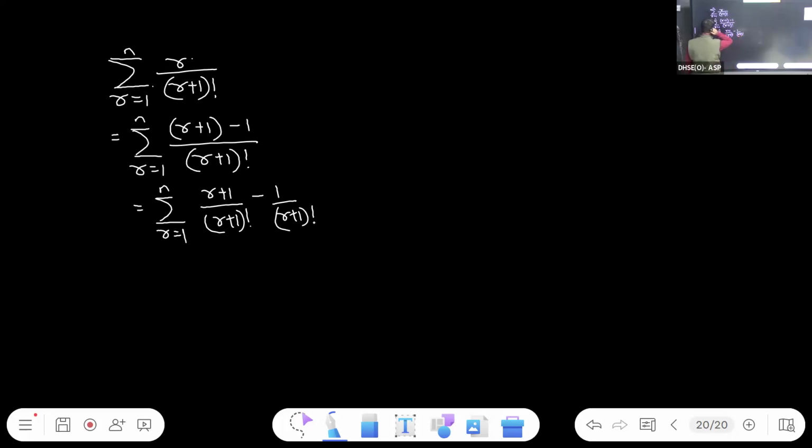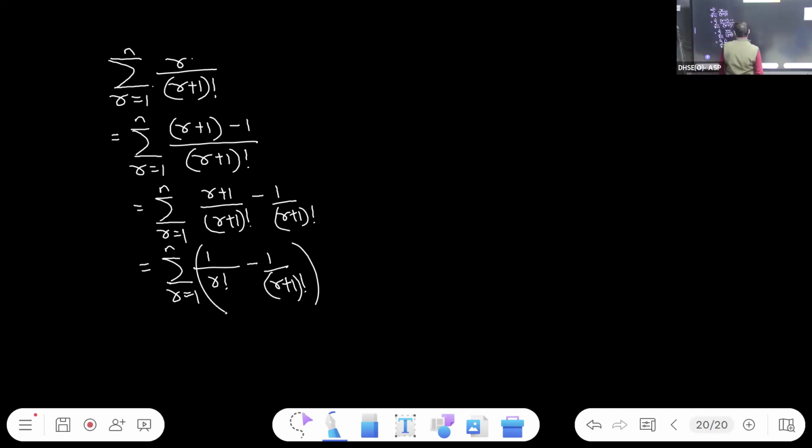So r plus 1 factorial divided by r plus 1 is equal to r factorial. This is equal to sigma r is equal to 1 to n 1 upon r factorial minus 1 upon r plus 1 factorial. This is the higher argument, this is the lower argument. So higher value should be given to the higher argument and lower value should be given to the lower argument. This is equal to 1 minus 1 upon n plus 1 factorial. Okay.